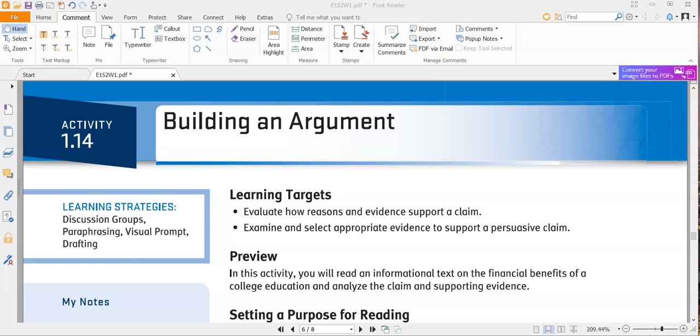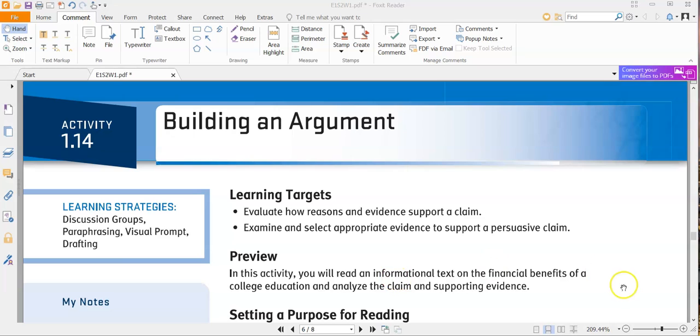This is for English 1 Semester 2, Week 1, Activity 1.14, Building an Argument. Our learning targets for this activity are to evaluate how reasons and evidence support a claim and to examine and select appropriate evidence to support a persuasive claim. Our learning strategies are going to be discussion groups, paraphrasing, visual prompt, and drafting. But as always, we're going to omit discussion groups because this is an online modality that doesn't facilitate such things.